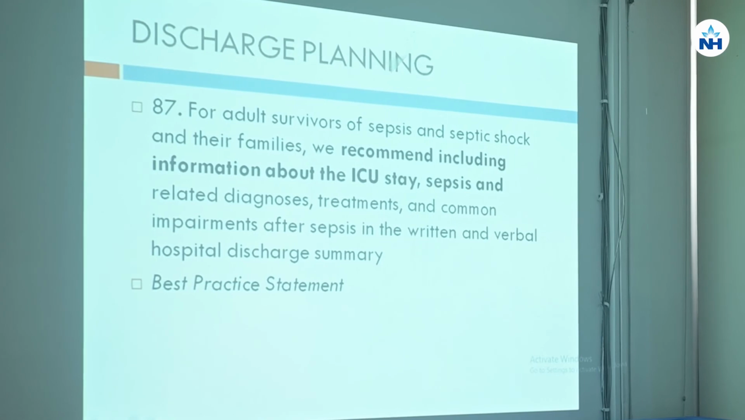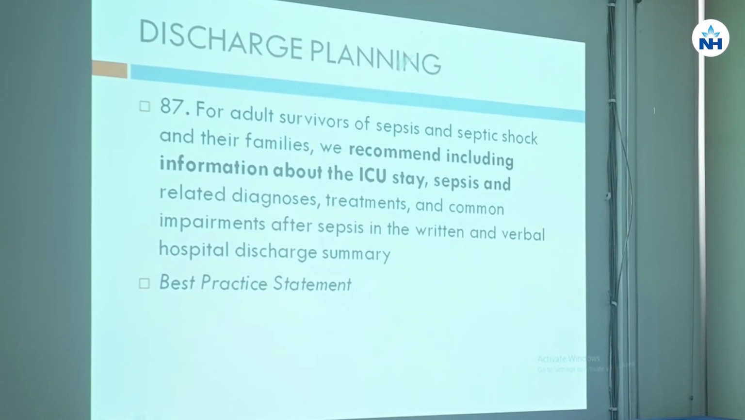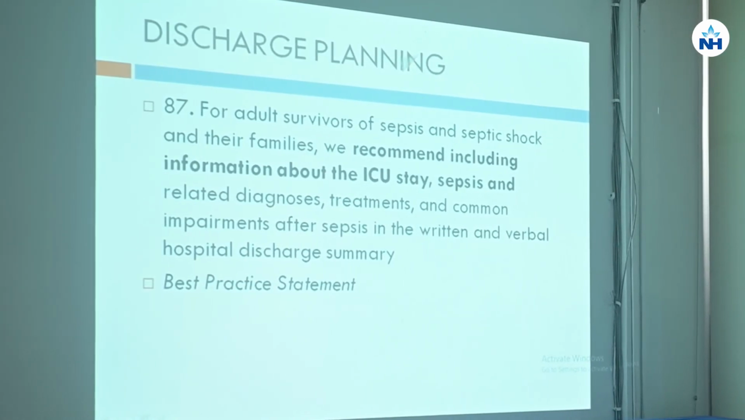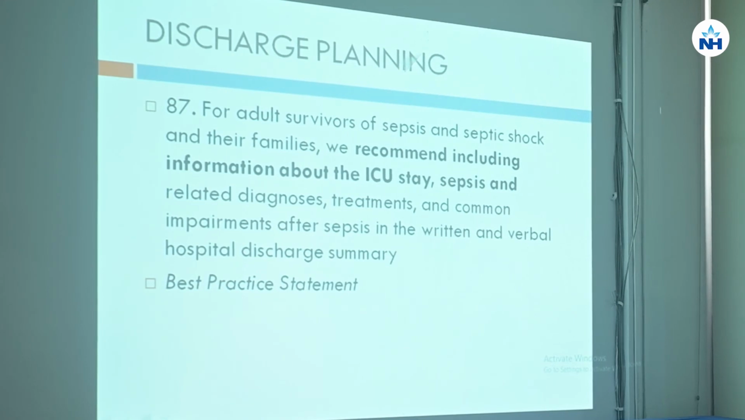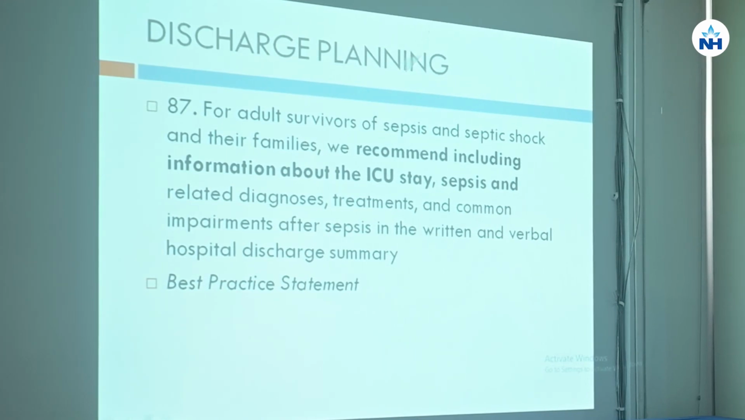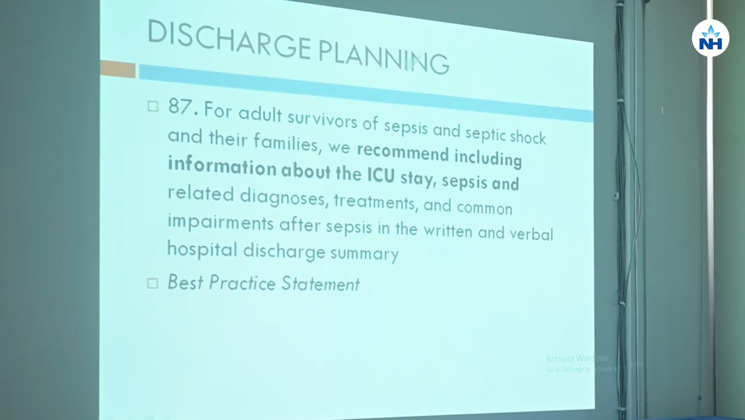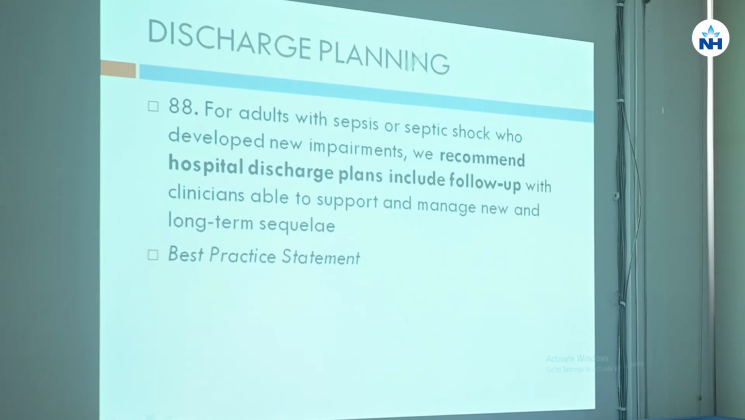For adult survivors of sepsis and septic shock and their family, we recommend including information about ICU stay, sepsis and related diagnosis, treatment, and common impairments after sepsis in written and verbal hospital discharge summary, based on best practice statement. For adults with sepsis and septic shock who develop new impairment, we recommend the hospital discharge plan include a follow-up with a clinician able to support and manage new and long-term sequelae.